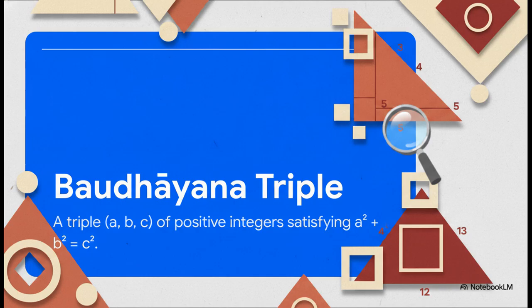Well, it turns out when the sides of these right-angled triangles miraculously work out to be perfect, clean, whole numbers, like 3, 4, and 5, or 5, 12, and 13, we call them Baudhayana-Pythagoras triples. These integer combinations perfectly satisfy that a squared plus b squared equals c squared rule without a single leftover fraction.